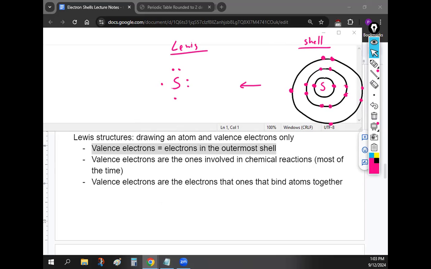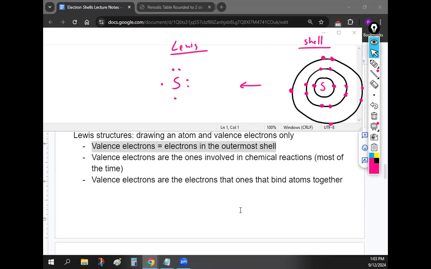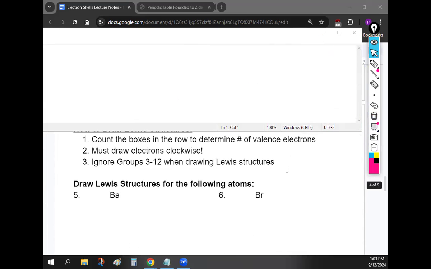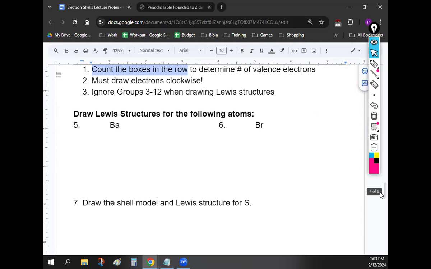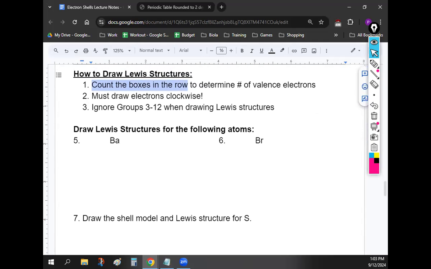All right, I'm going to teach you how to figure this out very quickly instead of drawing the shell and figuring everything out. Any questions on what a Lewis structure is? Again, you just draw the valence electrons. Let's do a quick example. There are some rules. I just want you to write this part down. The first rule is, and you don't even need to write down the full rule, just copy down: you count the boxes in the row. I'll explain what that means, but write down, you count the boxes in the row.